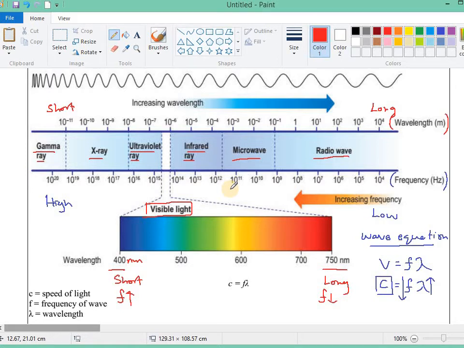What you need to be able to do is to arrange the 7 types of electromagnetic wave in ascending order or descending order based on the wavelength or based on frequency. The question can ask, arrange the electromagnetic waves in ascending order according to the wavelength. That means from short wavelength to long wavelength. Then you need to arrange X-ray, ultraviolet ray, visible light, infrared, microwave, radio wave, like that. Or if the question asks you to arrange in descending order according to the wavelength or according to frequency, then you arrange accordingly. Okay?